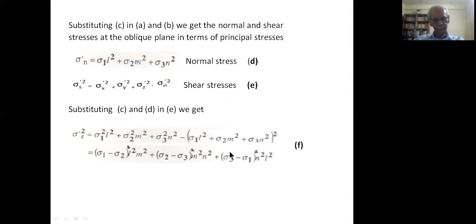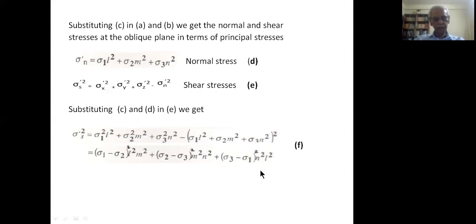get this equation. And on simplifying, this becomes sigma 1 minus sigma 2 square L square m square plus sigma 2 minus sigma 3 square m square n square plus sigma 3 minus sigma 1 square L square m square.